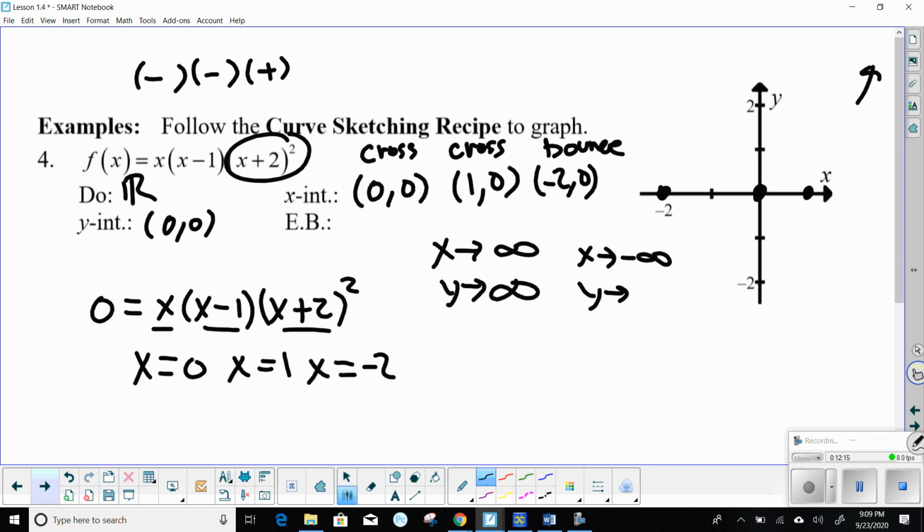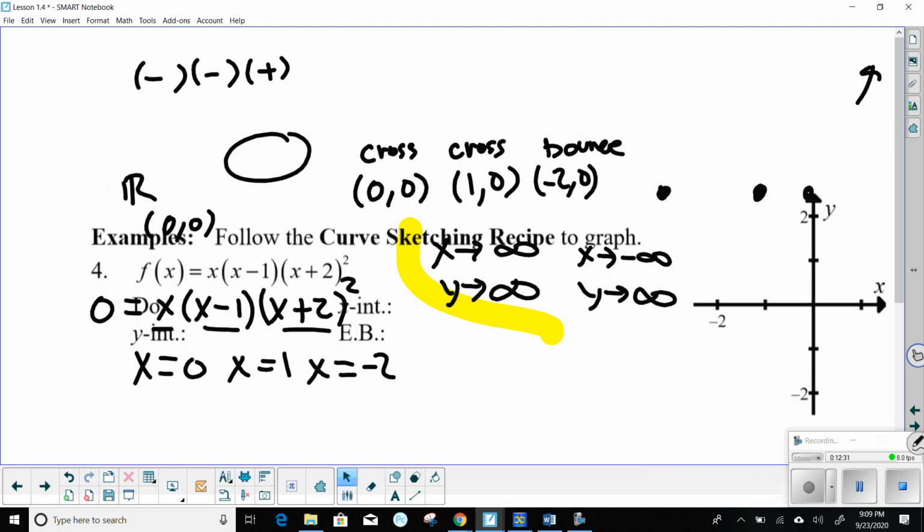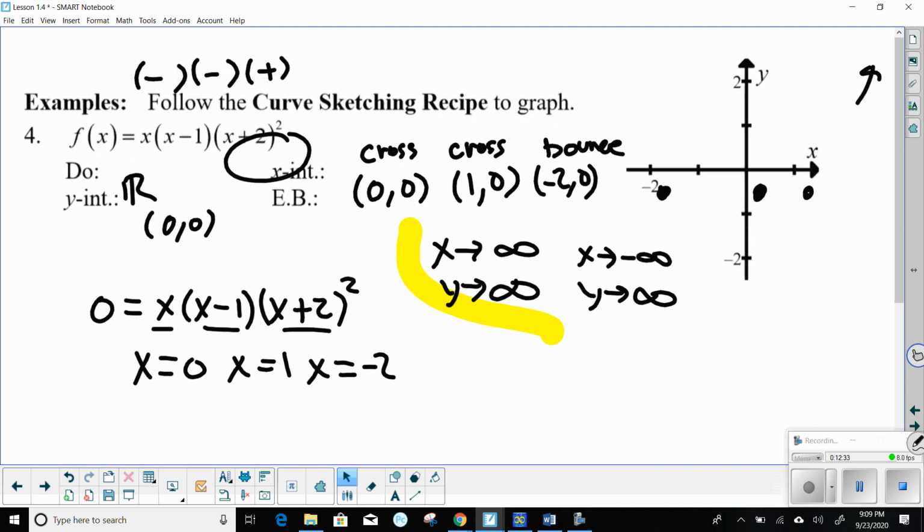So I have a negative times a negative, which is a positive, and a positive times a positive, which is a positive. So as x goes to the left to -infinity, y will also go to infinity. Okay, so there's our end behavior. Now let's take all this info and draw a sketch of what it looks like.